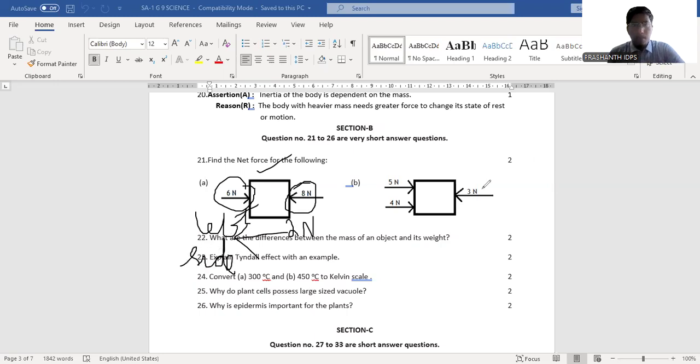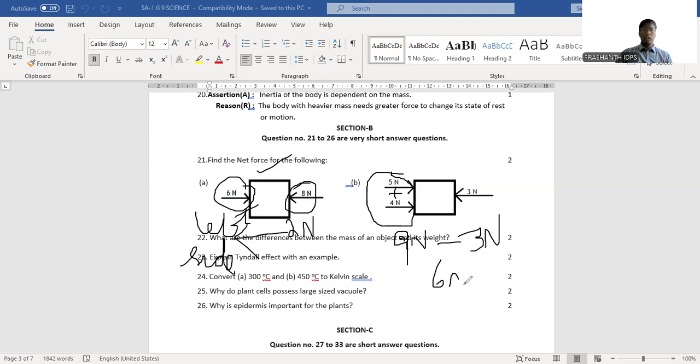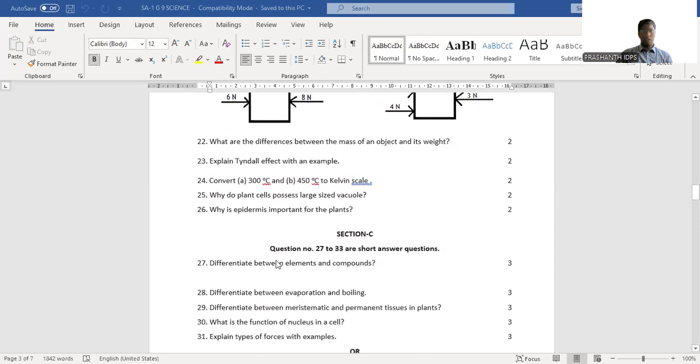And what about the next one, option B? This is a 2 marks question. See, when forces act on the same side, in the same direction, we need to add. So 5 plus 4, how much? 9 newtons. And here the forces are opposite, right? On the opposite side, how much force is acting? 3 newtons. So finally, what is the total net force acting on this body? 6 newton, towards the right side. So the answer will be 6 newton towards the right side. This is the answer for the 21st question. Okay, let us discuss the next physics question.